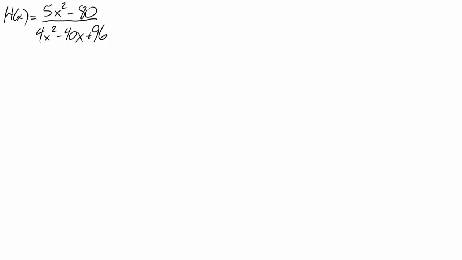We've been given this rational function, capital H of x, which is equal to 5x squared minus 80 over 4x squared minus 40x plus 96. We've been asked to find the intercepts as well as the location of any holes and all asymptotes for this particular rational function, and we're going to be sketching a graph of it. Because there's a possibility of being a hole in the graph, what we are going to do first is look to see what the most simplified form of this particular rational function will look like.